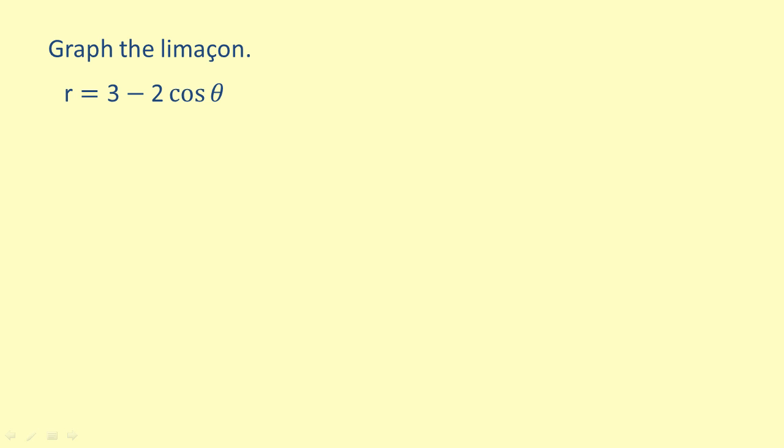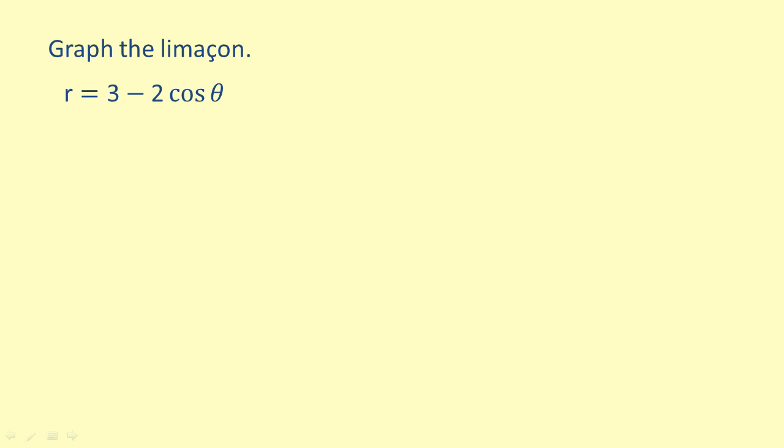This equation uses cosine. Since a is greater than b, but less than 2 times b, we know the ratio between a and b will be between 1 and 2. Therefore, this is a one-loop limaçon. Now we can go through the process of graphing the equation.